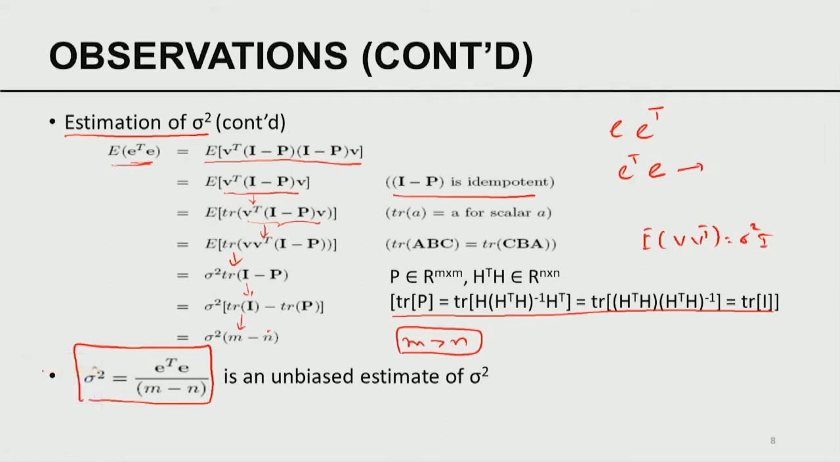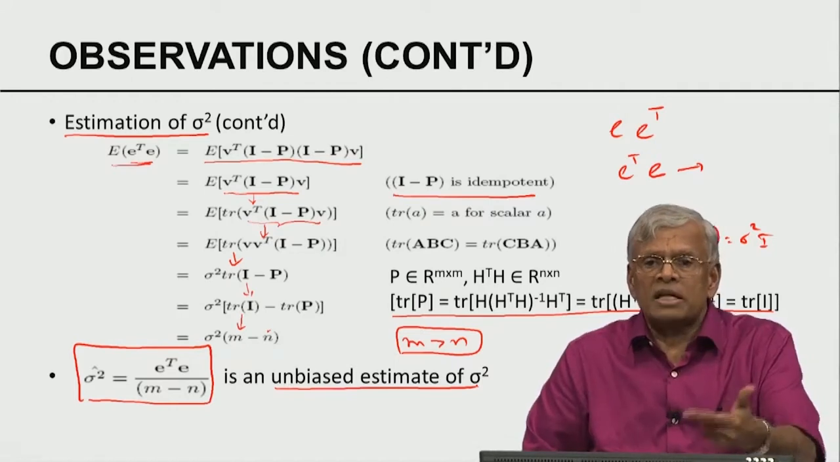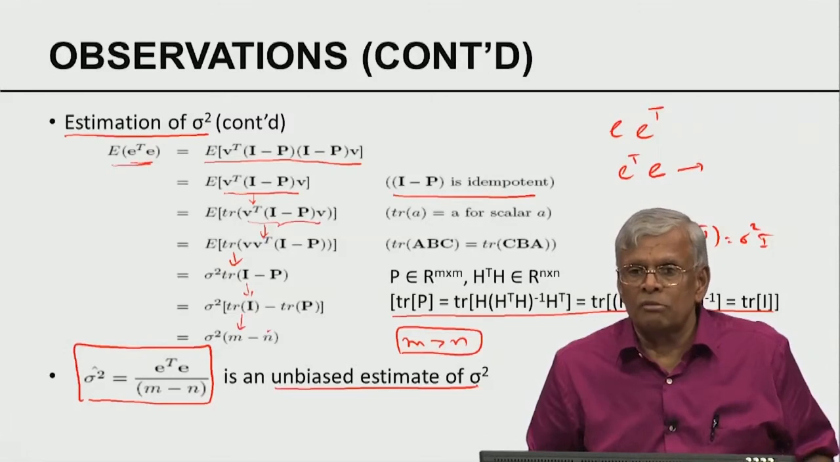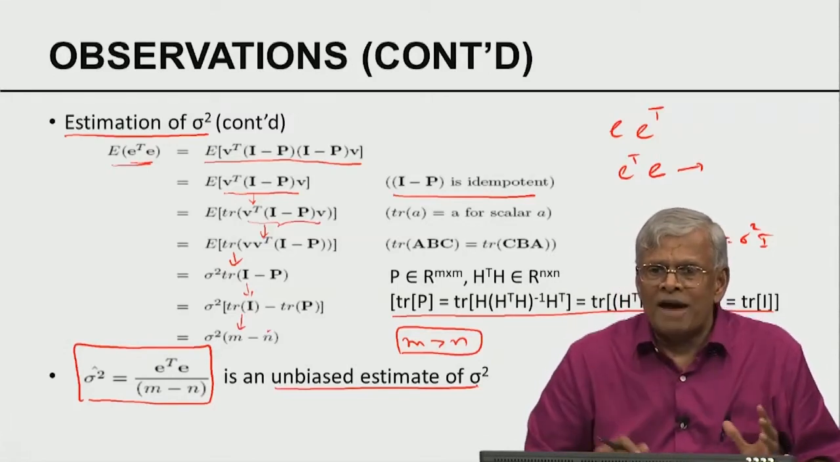That's a very good unbiased estimate for sigma square. So look at this now. Using this framework, we not only can assume sigma square is known and estimate X, which is unknown. After having estimated X, we can also use the same framework to come to estimating sigma square. So we can kill two birds in one stroke. It's a very powerful device.